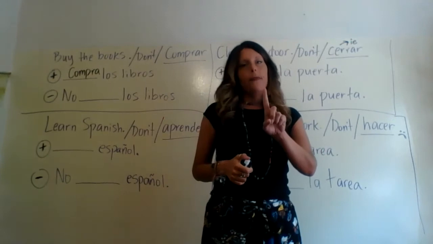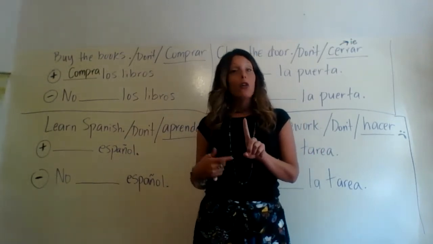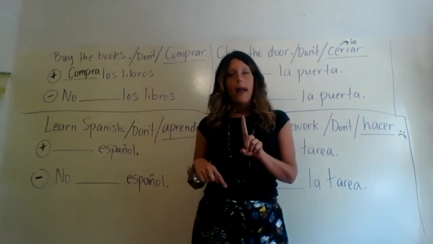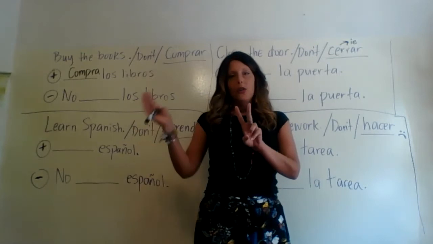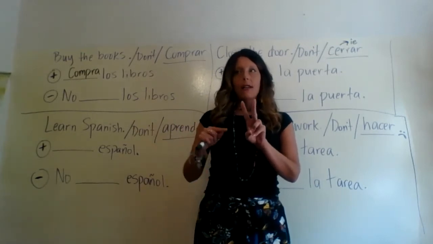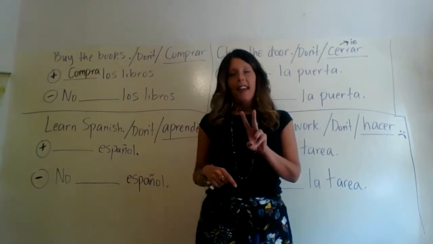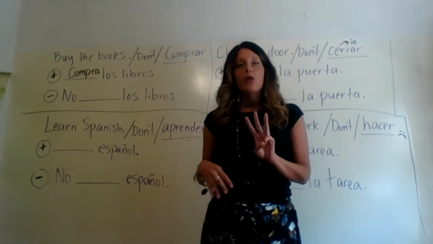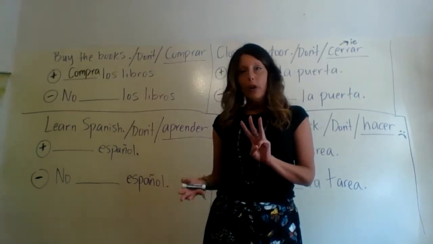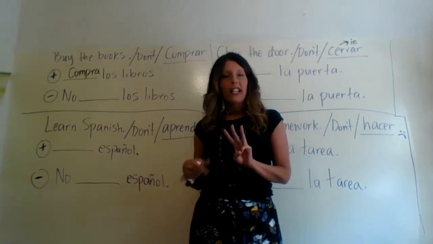Step one would be, I take it back to the yo conjugation of the present tense, and I would get compro, C-O-M-P-R-O. Step two is I would drop the O, so I would have C-O-M-P-R. And then step number three is to add an opposite ending.